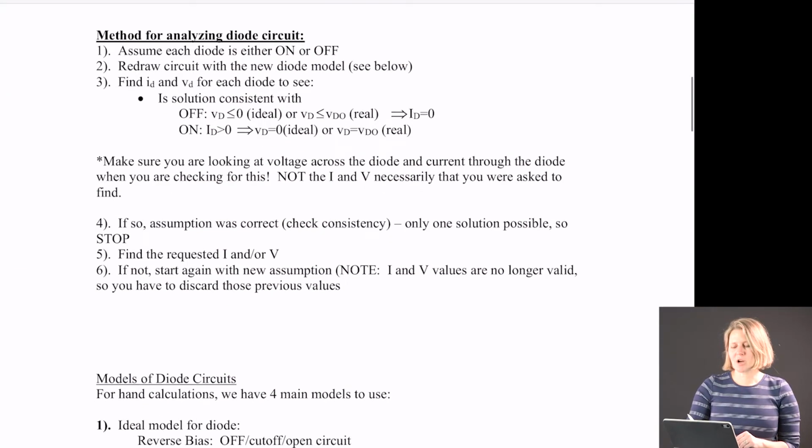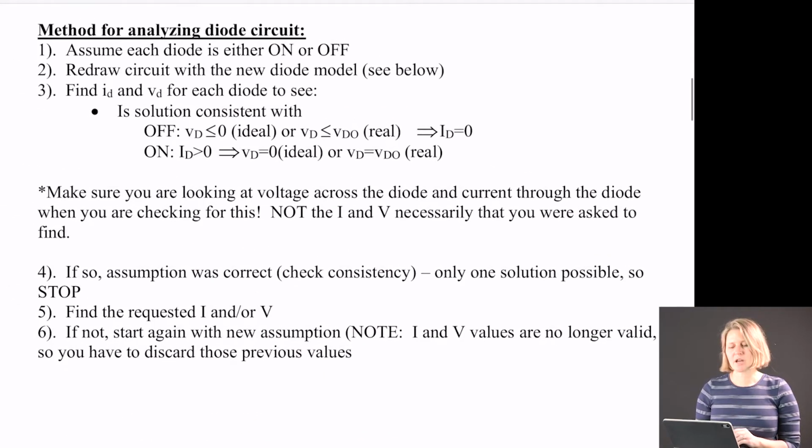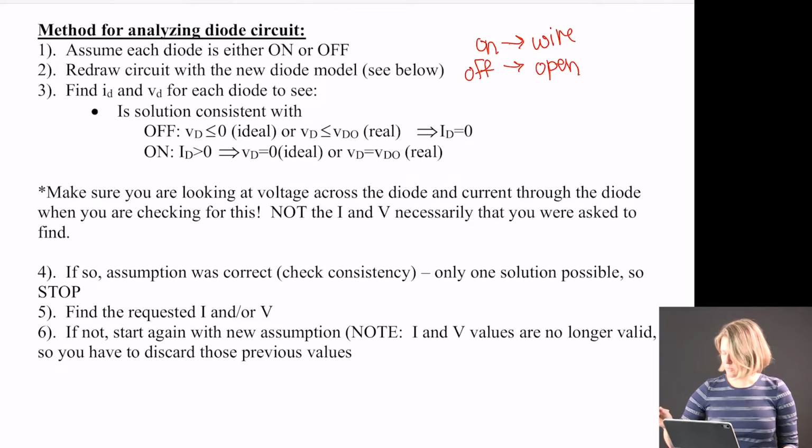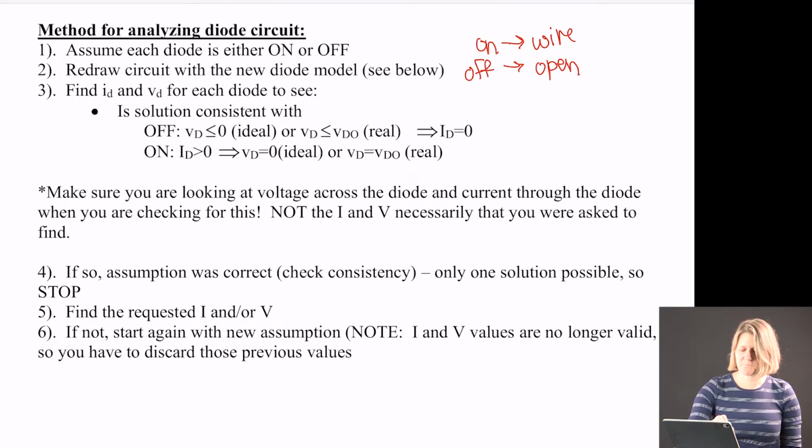So here I've summarized the method for analyzing diodes. For an ideal diode, all you're going to do is assume it's either on or off. If it's on, you're going to just replace it with a wire. And if it's off, you're going to replace it with an open. So this is the easiest model and it's the most ideal. This is the first method.